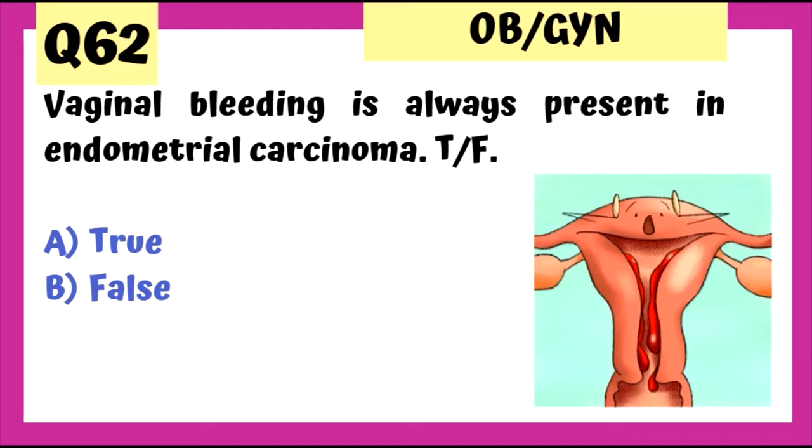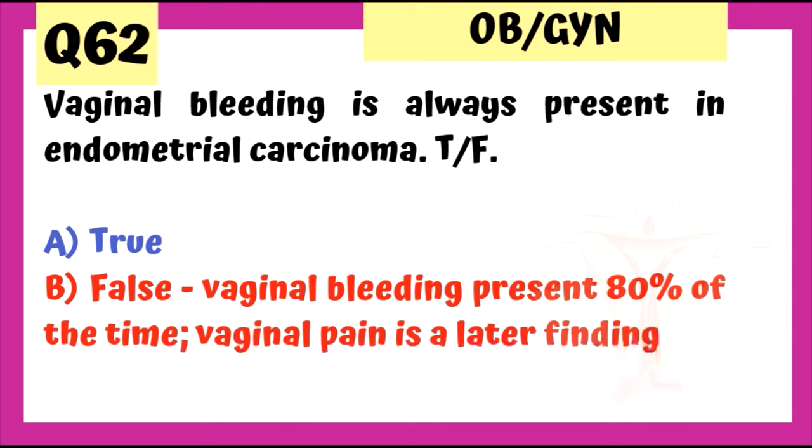Question 62. Vaginal bleeding is always present in endometrial carcinoma. True or false? The answer is it's false. It's only 80% of the time. Okay, vaginal pain, by the way, is a later finding.